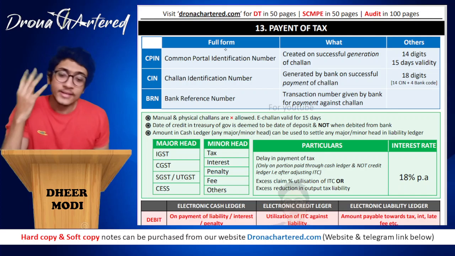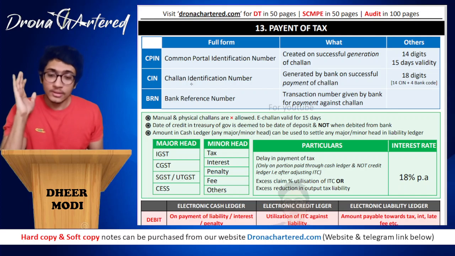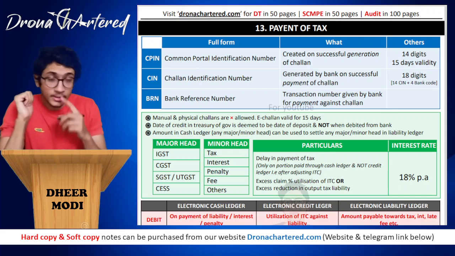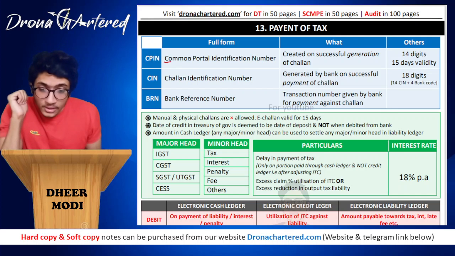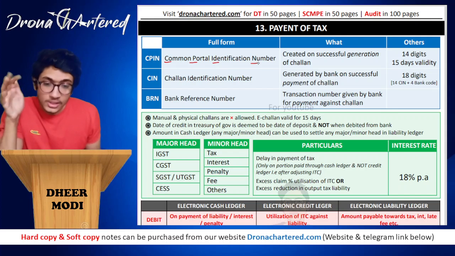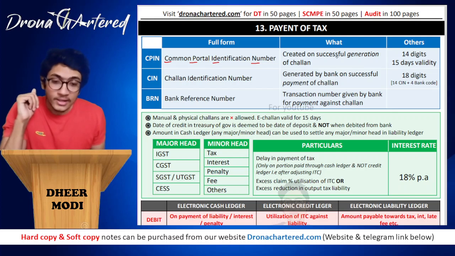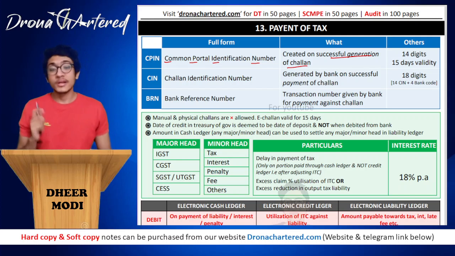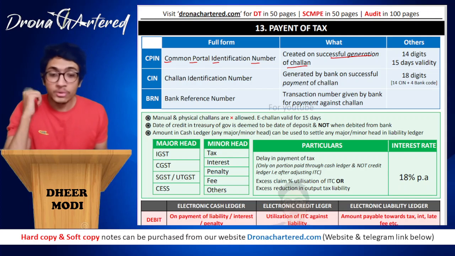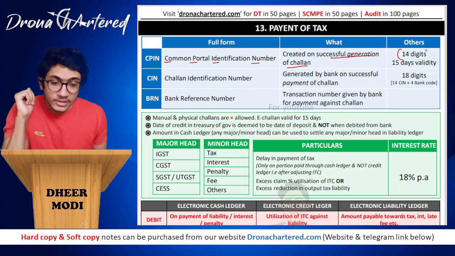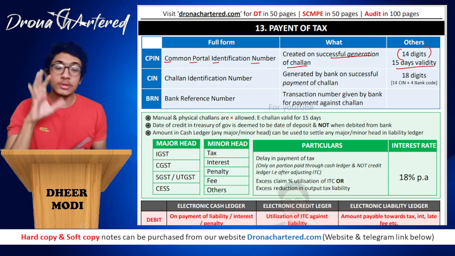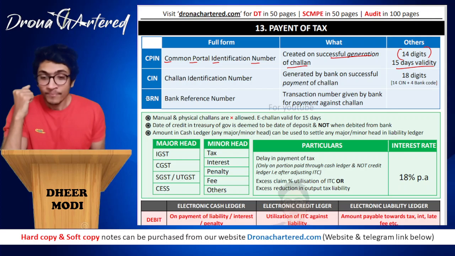Okay, so let's start with what words and what they are. So first is your CPIN. CPIN is your common portal identification number. This is created on successful generation of a challan. Once you've successfully created a challan, you will get a CPIN number which is 14 digits and has 15 days of validity. Okay, so the CPIN number has 14 digits.